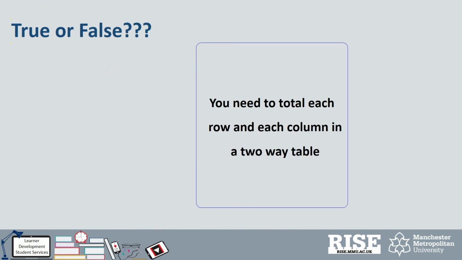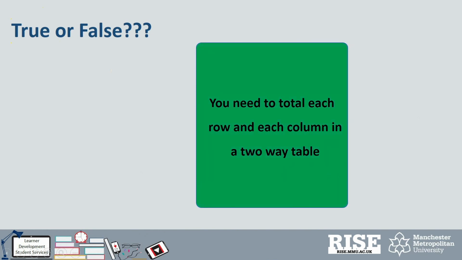Answer these questions whether they're true or false. You need to total each row and each column in a two-way table. Yes, that one's true. You should always include a total column and total row in a two-way table.